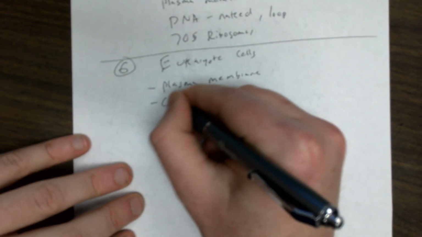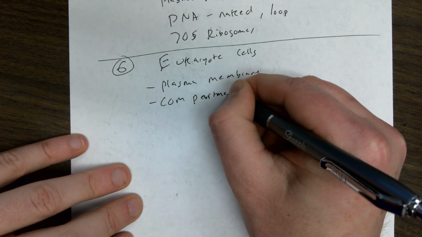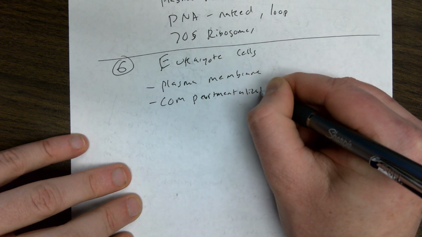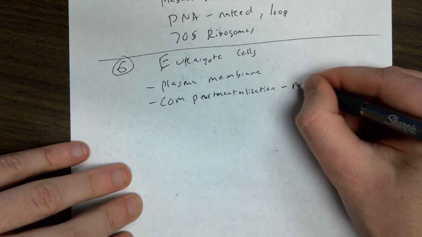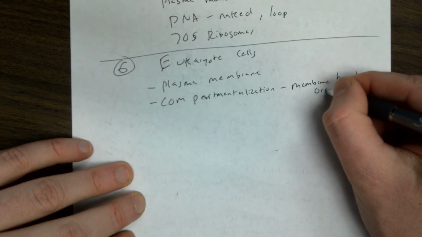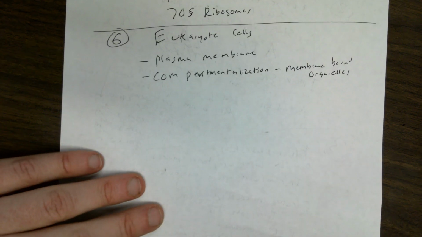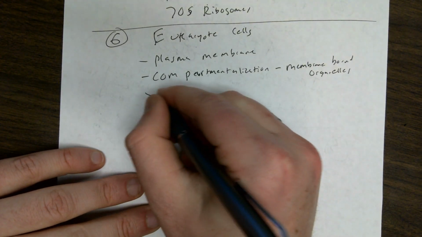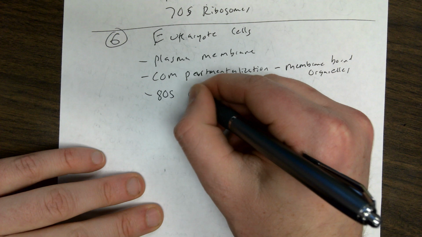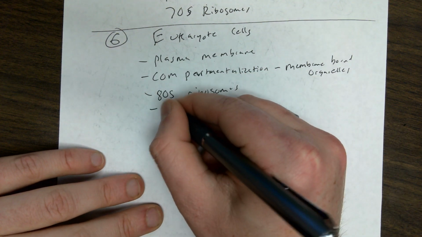They also have compartmentalization. What does that mean? This is a fancy way of saying membrane-bound organelles. Membrane-bound organelles. 80S ribosomes. A nucleus.